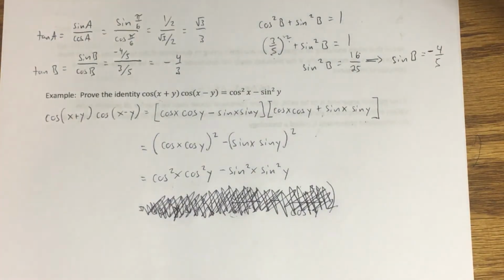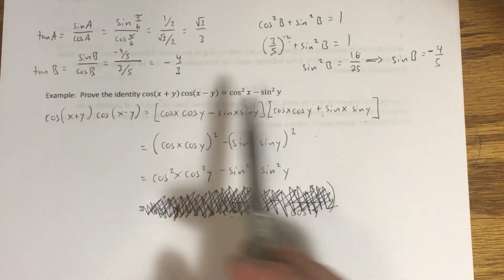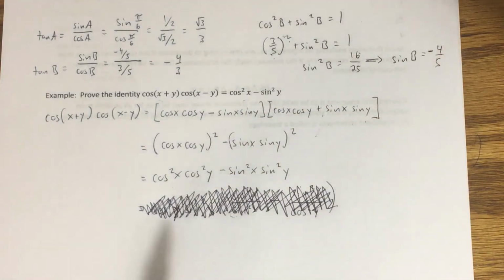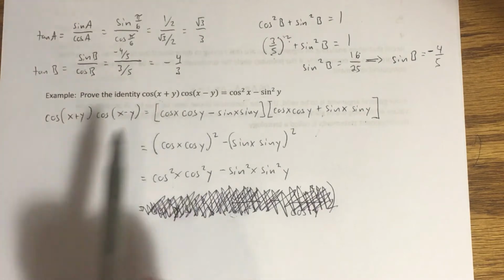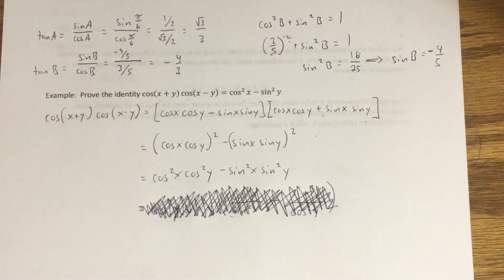Let's look at what we're doing, though. We're proving an identity. Cosine of x plus y times cosine of x minus y equals cosine squared of x minus sine squared of y. Now, when you're doing a trig identity involving a plus or a minus for one of the angles, like we are here, that's generally going to be the side that you want to start with.